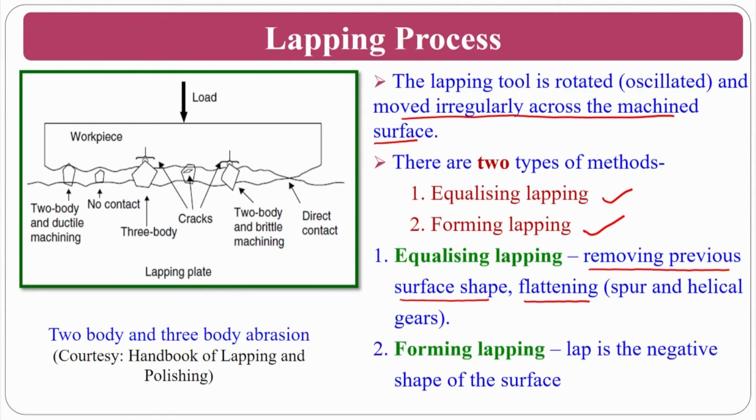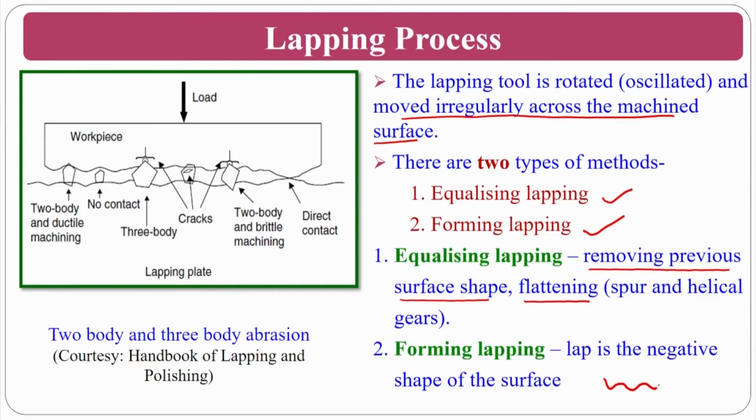For form lapping, the lap is a negative shape of the surface. What will happen if I want to generate a particular shape? Assume that I want to generate a certain shape on a flat workpiece. You will have a lap like this and you will rotate. This negative shape will be generated. So this portion you are going to get. This is called the form lapping process. A negative shape will be there and you can generate it. That is the difference between equalizing lapping and form lapping.